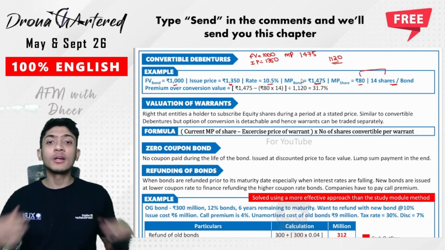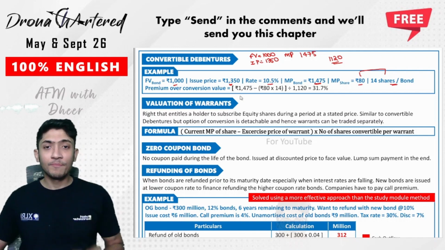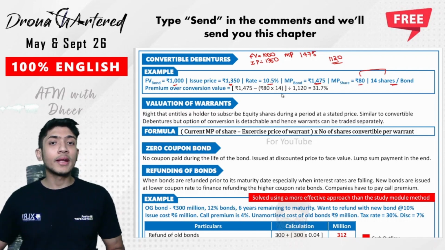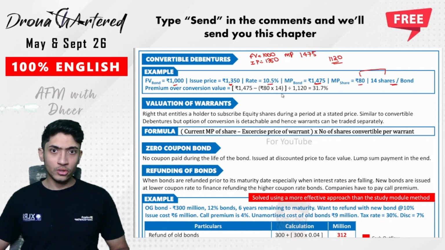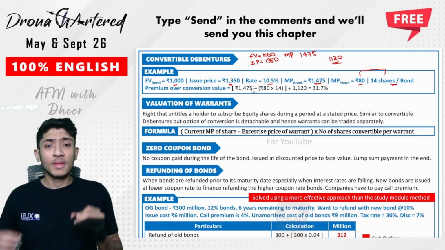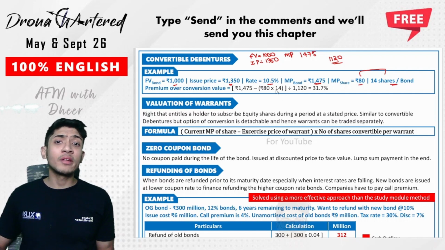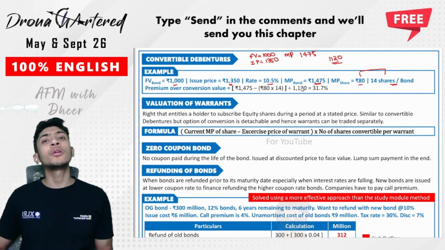What is the premium over the conversion value? Got it. So your 1475 is what you would get in the market currently. And what is 80 into 14? That is your 1120. Tell me, is that correct or not? So basically, if you were to go into the market and sell it, it is 1475. But if you convert it to shares, it is only 1120.